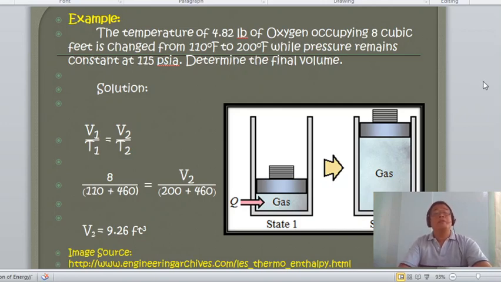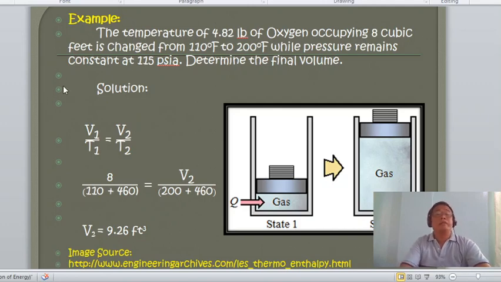The temperature of 4.82 pound of oxygen occupying 8 cubic feet is changed from 110 degrees Fahrenheit to 200 degrees Fahrenheit, while pressure remains constant at 115 psia. Determine the final volume. Okay, so let us now consider the equation. The ratio of the volume and temperature is equal to a constant.